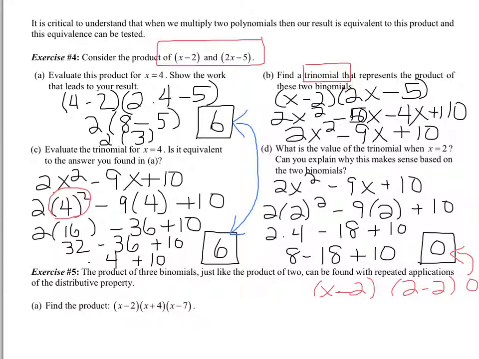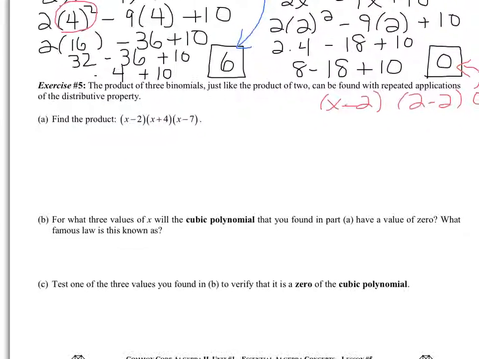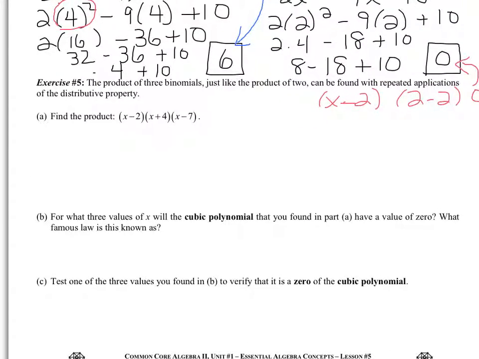Let's take a look at our next example and go to exercise number 5, and you'll notice this time they're asking us to find the product of 3 binomials. Well, just like when we multiply regular numbers, if we had 3 numbers we were going to multiply, we actually only multiply 2 at a time.